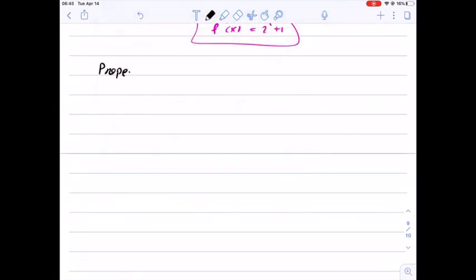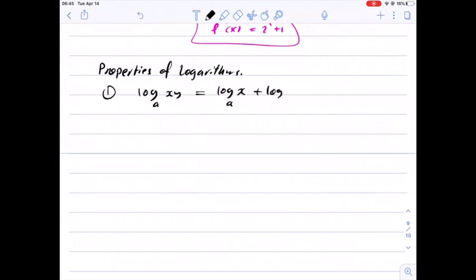Now some properties of logarithms. We have the following properties. Log base a of x times y. We can distribute log on multiplication, and this gives us log base a of x plus log base a of y. So the multiplication becomes addition, and we have also the division becomes subtraction.